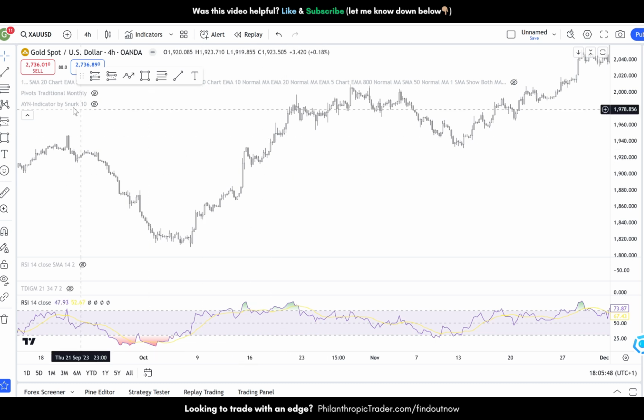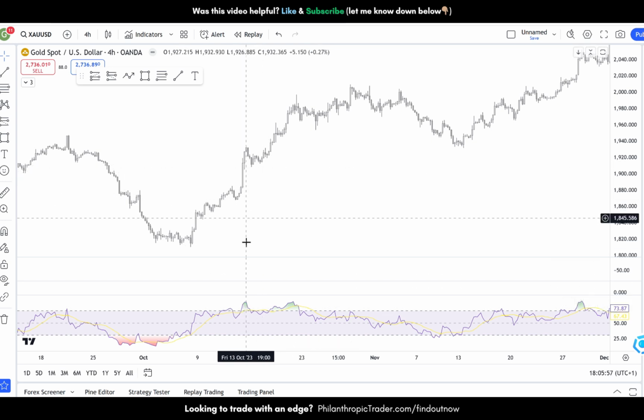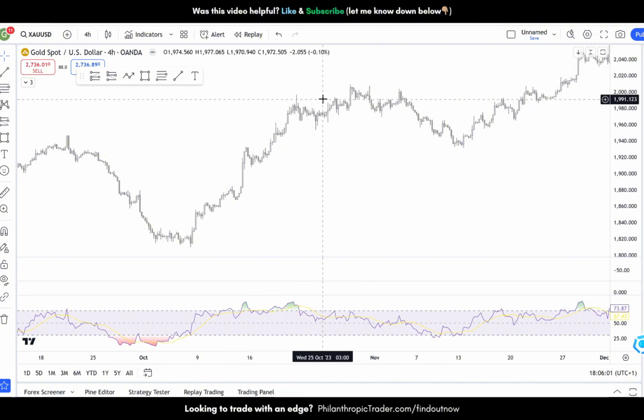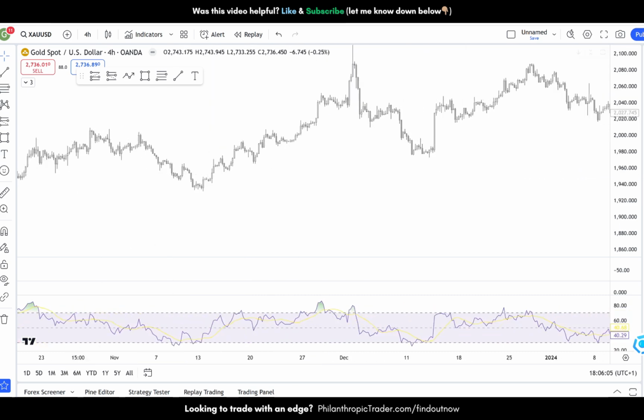But again, you have to be careful if you use this in a trending market, because over here we see it's overbought, and if you took a sell, it would result in a loss because it keeps getting higher and higher. So you have to be careful with that. But the RSI is also a really popular indicator.